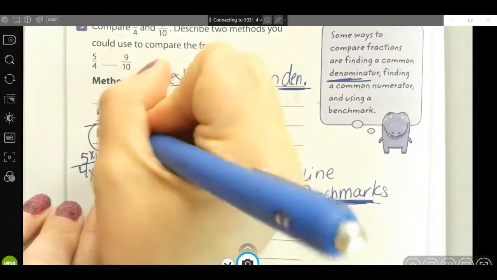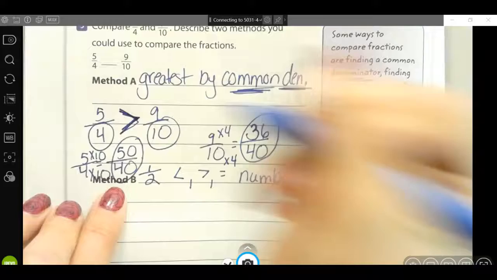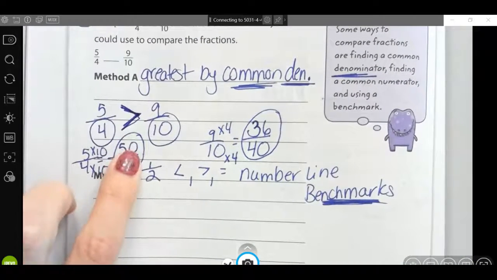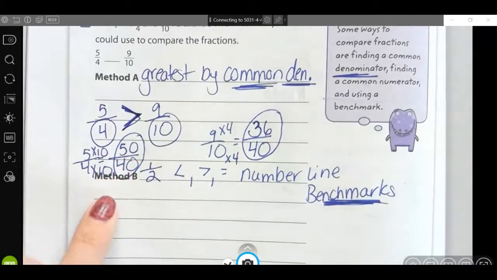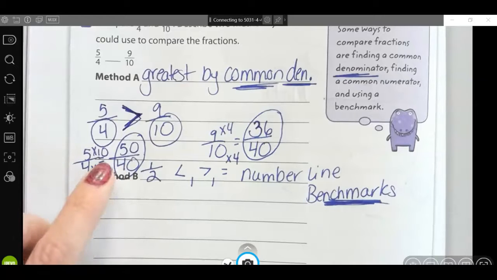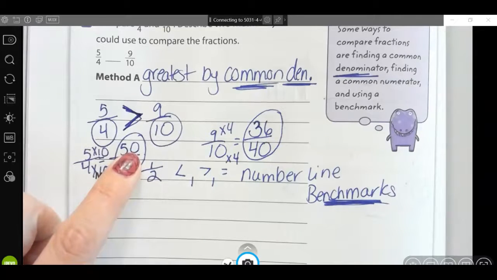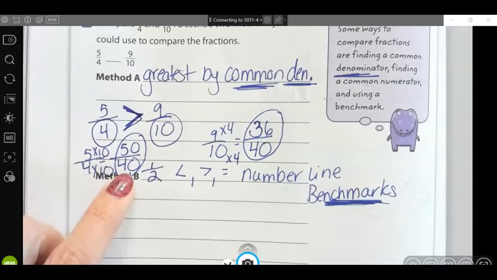50/40. What do you also notice about 50/40? It's greater than 1. How do you know that? Because if there's a denominator 40 and if there's a numerator 40, that's 1 whole. But it's more, the numerator is more than 40, so it's more than 1.